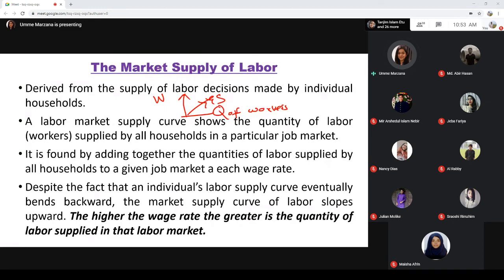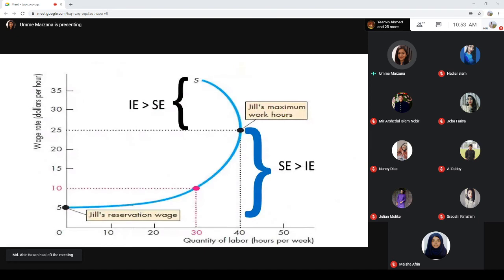Market supply curve is telling you the relationship between the wage rate and the quantity, the number of workers willing and able to work at that wage rate. Whereas individual labor supply curve is showing you the relationship between the wage rate and the number of hours a worker is willing and able to supply at that wage rate.